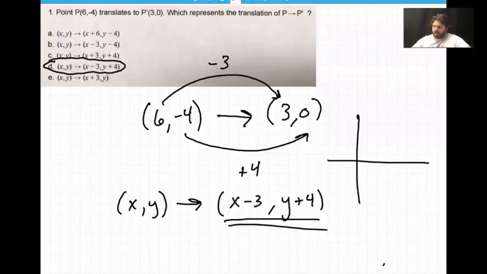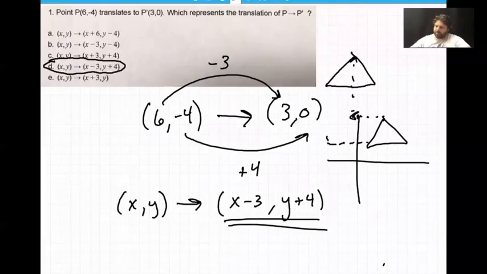Just remember what that looks like. We've got a figure. We're going to go left 3 and up 4. So now this location will be here. Every point goes left 3, up 4, left 3, up 4. This whole thing slides into that new location.